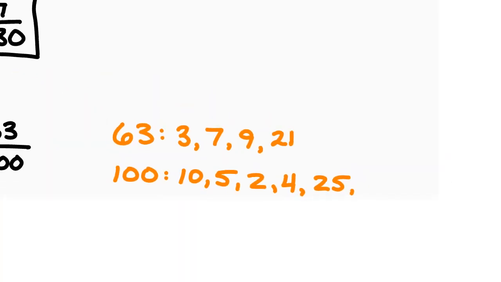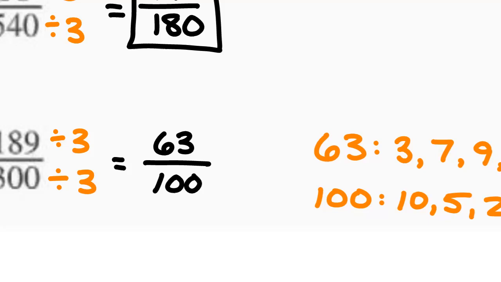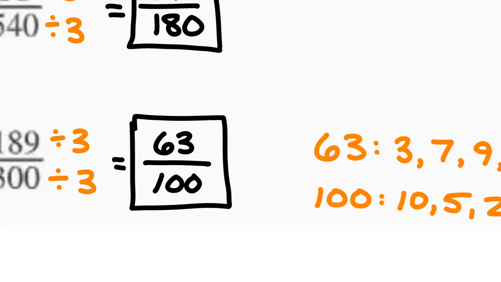Do we have any factors in common between the numerator and the denominator? No. Only 3, 7, 9, 21 go into 63. And other than 5 and 25, all the other numbers that go into 100 are even. 5 and 25 don't go into 63. So 63 over 100 is simplest form. That does not reduce any further.